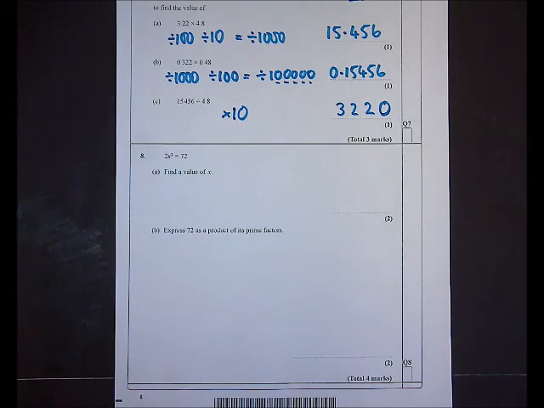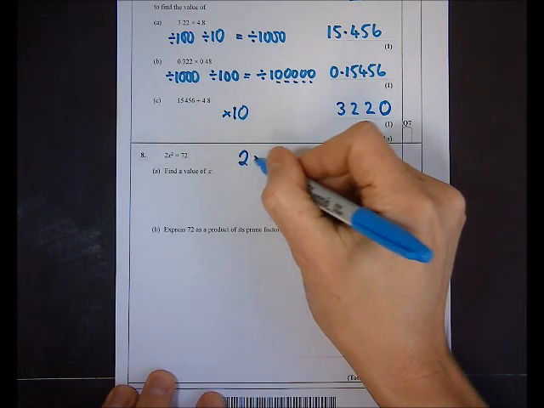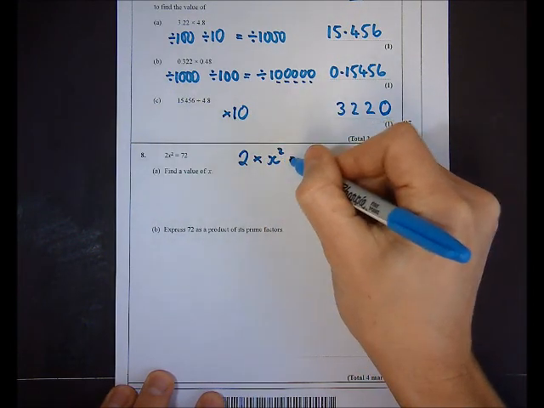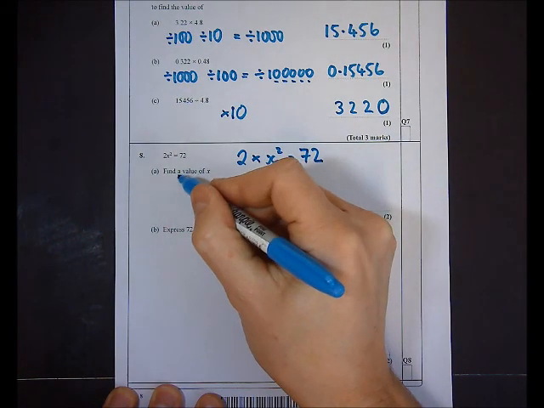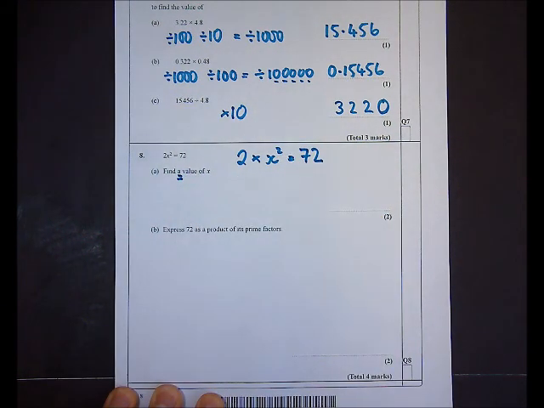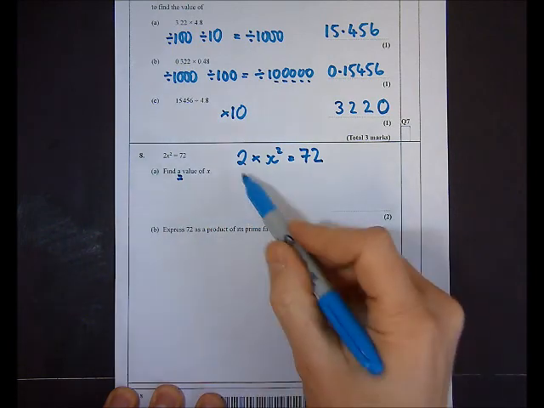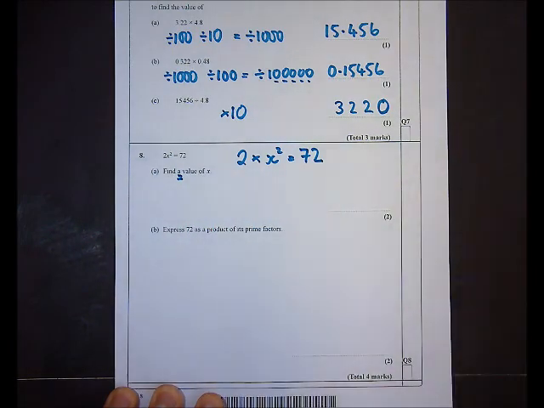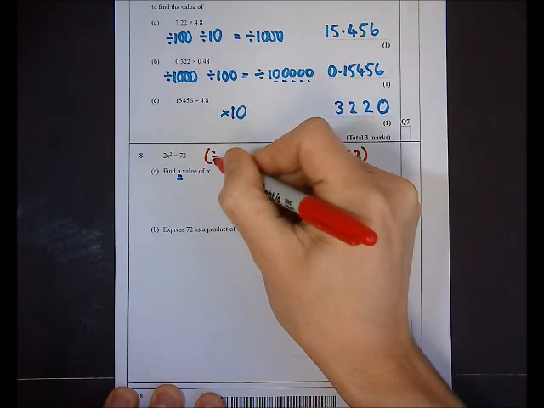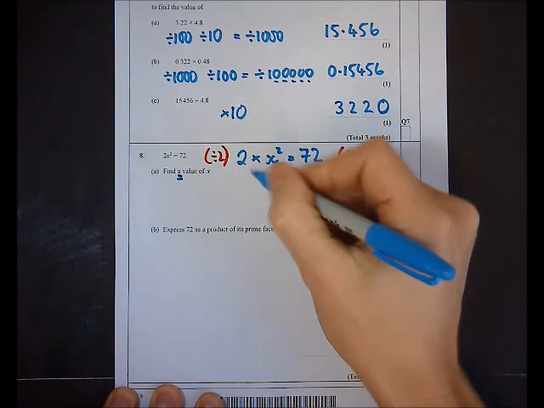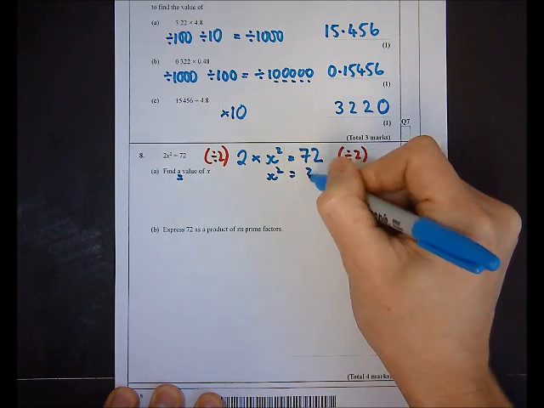On question 8, I'm told that 2x squared equals 72. And 2x squared is the same as 2 times x squared equaling 72. And I'm asked to find a value for x, not all the values, just a value. Well, 2 times x squared is 72, and therefore we can find out what x squared is by dividing both sides by 2, in which case x squared is 36.